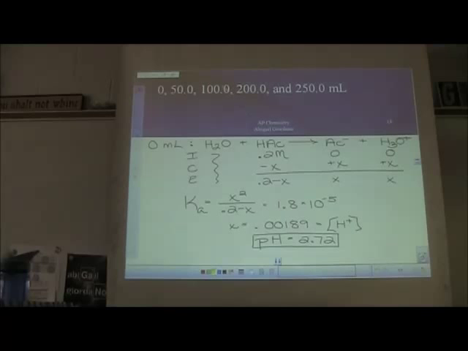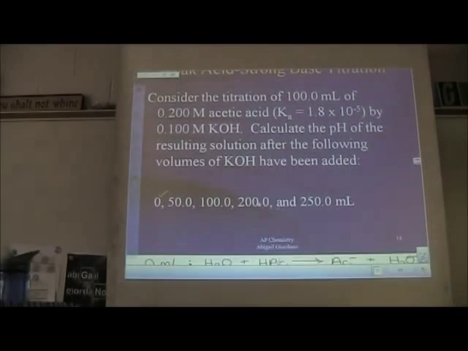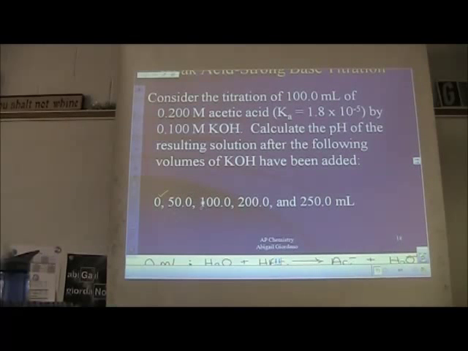So, first part done. Let's scroll back up. Now I'm starting to add some base. Now I have more than one compound present. Anybody want to make a suggestion? But even before that, list the major species. Okay, great. You already said water, acetic acid, what else?